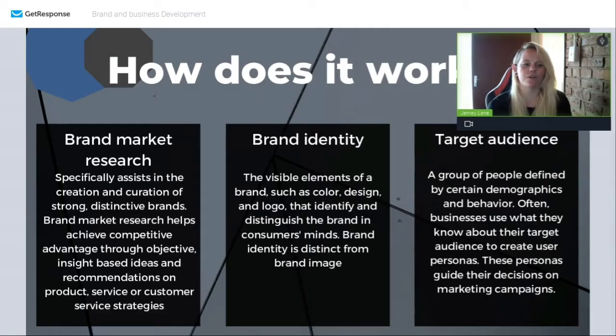So, how does it work? Well, first you need to do some brand market research. In doing this, you will understand what drives the value of your brand and how to best connect with your consumers in a unique and valuable way. You will need to ask some crucial questions, such as who is your ideal client avatar?